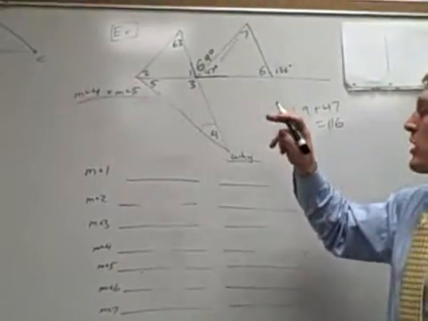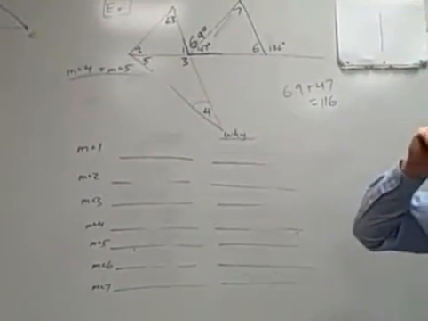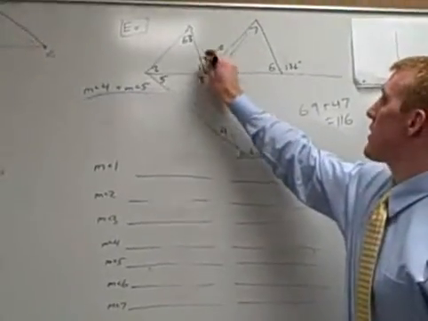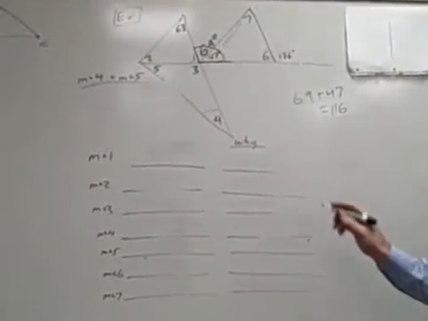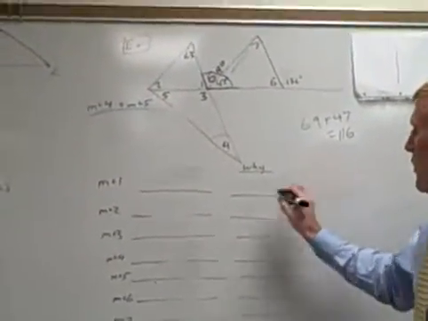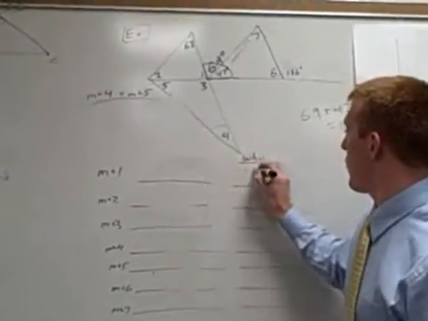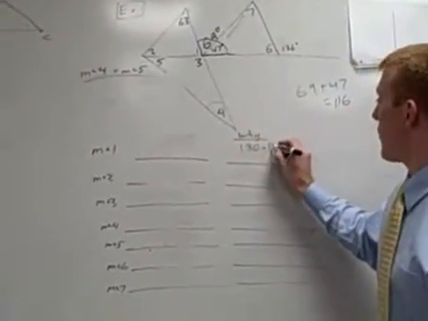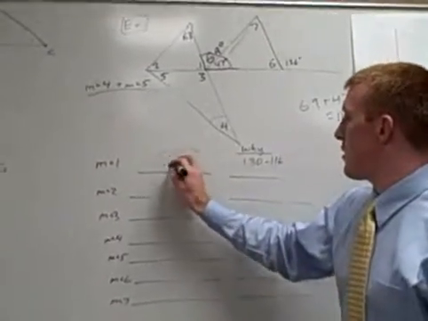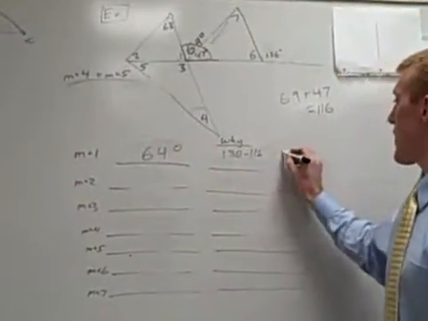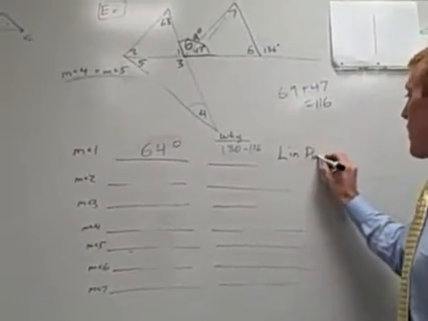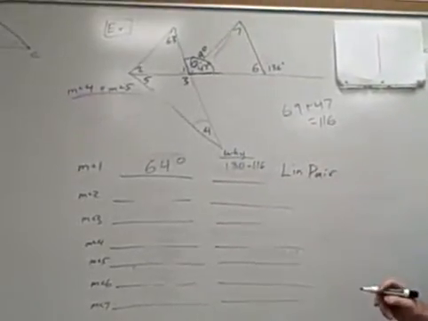Why did I subtract it from 180? It's a linear pair. Because angle 1 and this angle form a linear pair. That's very good. So that means angle 1 is equal to 180 minus 116, which is 64 degrees, and that was because they formed a linear pair. Very good. Now let's move over to number 2.